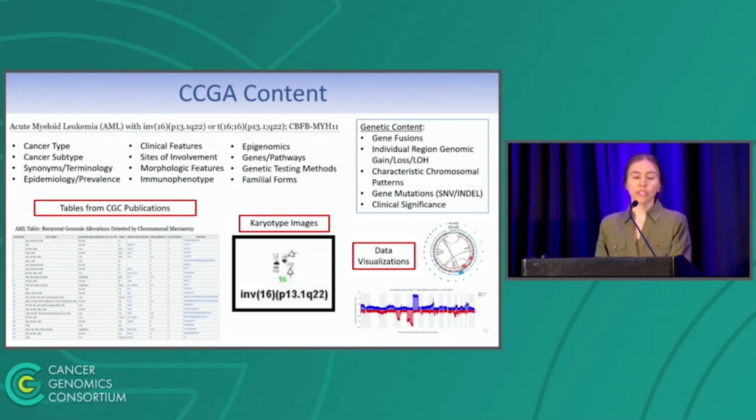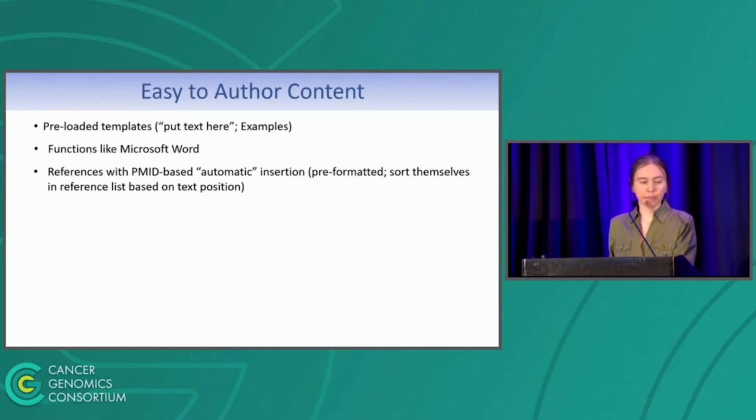So gene fusions, individual regions of gain or loss or LOH, characteristic chromosomal patterns such as hypodiploid ALL, pertinent gene mutations. So another important point here is we're not trying to recreate the wheel. There are wonderful sites like CIViC for smaller changes, point mutations, indels. So the idea is to try to be the hub that you can go for interpretation and link out to those other resources as well, like for example, CIViC, which you've been hearing about some at this meeting, and also clinical significance information. There's an example of a table, karyotype images, and data visualizations.